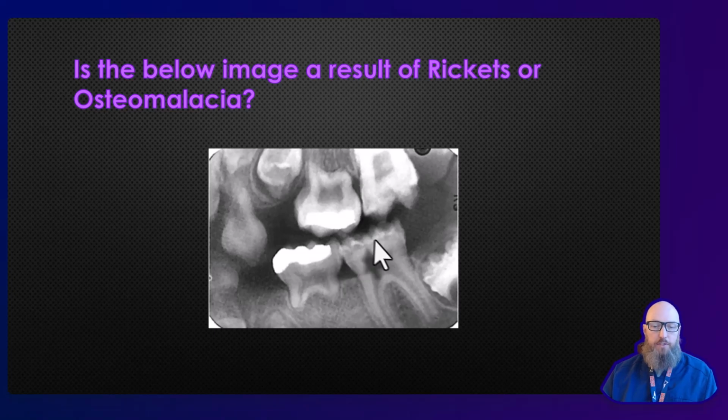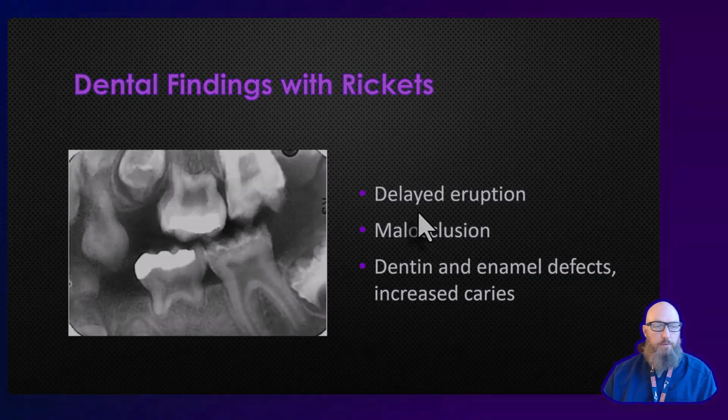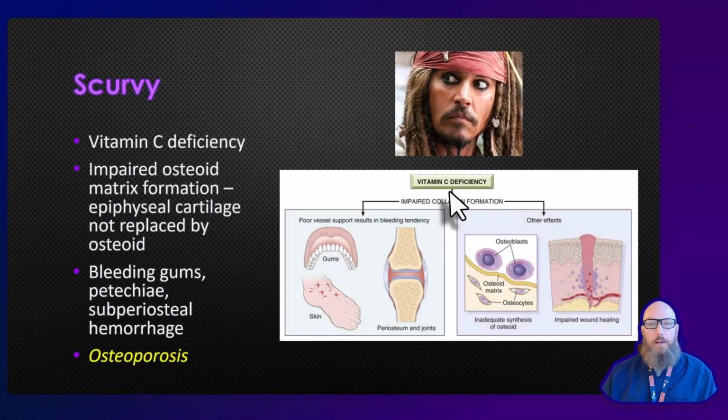And a vitamin D deficiency, when teeth are developing, may lead to something like this. It can look really similar to AI, amelogenesis imperfecta. It can also affect the development, the eruption of teeth, as you can see here. And so these are the dental findings that you'll see with rickets: delayed eruption, malocclusion, and as I just pointed out here, dental and enamel defects, increased caries because it's not as mineralized as it should be, so there's increased caries risk. All right, the last one I'm going to talk about here is scurvy or vitamin C deficiency.